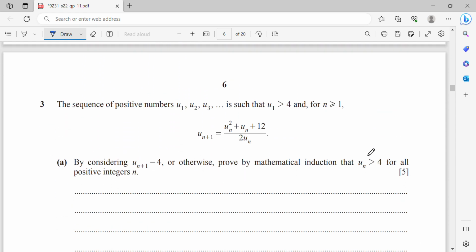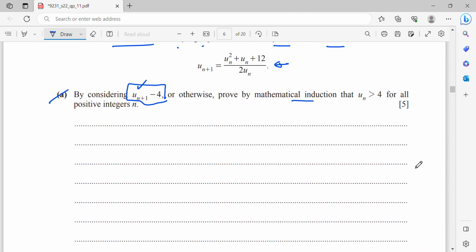Okay, now question 3. The sequence of positive numbers u1, u2, u3, all these are positive numbers, is such that un is greater than 4 for n greater or equal to 1, and given that un plus 1 is (un squared plus un plus 12) divided by 2un. Part A: by considering un plus 1 minus 4, or otherwise, prove by mathematical induction that un is greater than 4 for all positive integers n. Since the hint is given, we will use this to prove the mathematical induction.